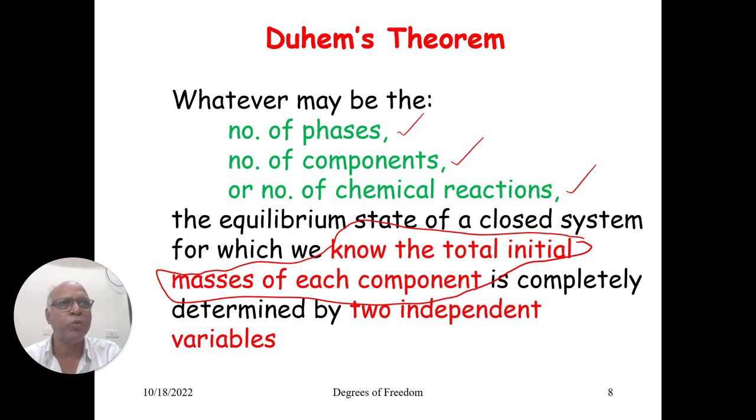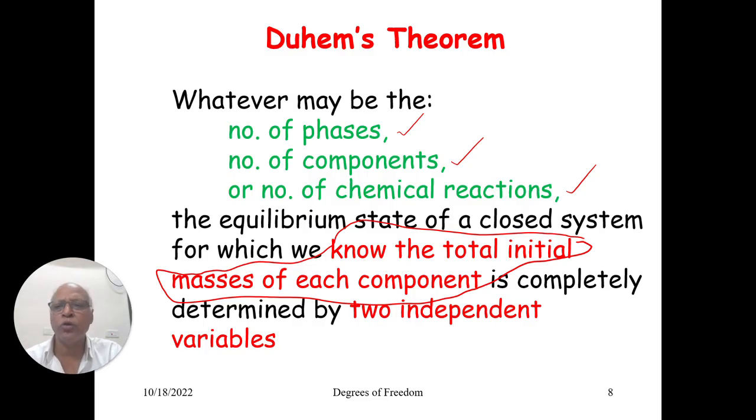So what do you mean by knowing each and every component's initial mass? If there are C components, C definitions must be known. The flow rate of component 1 is this much. Flow rate of component 2 is this much. So C variables are taken here. In addition to that, if you are able to define two more variables, you will be able to define the equilibrium state of a closed system. So using this concept, we will be considering a stream as a closed system, and as per Duhem's theorem, we will be able to say the degrees of freedom for a stream is equal to C plus 2.